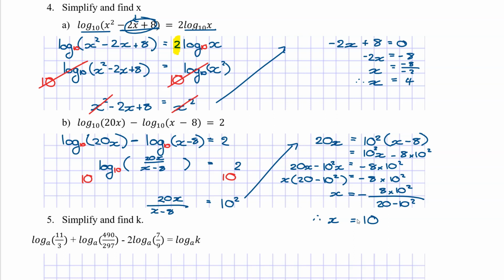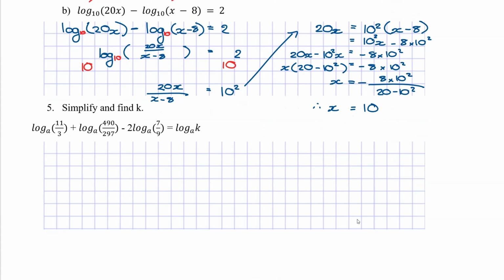So x is 10 in this instance, and if we wanted to verify that, we could simply substitute 10 wherever we see x on the left hand side of this equation, and what we'd find is that the left hand side would in fact equal log base 10 of 100, or 2 as well, which is in agreement with the right hand side. So that is how we do question 4.